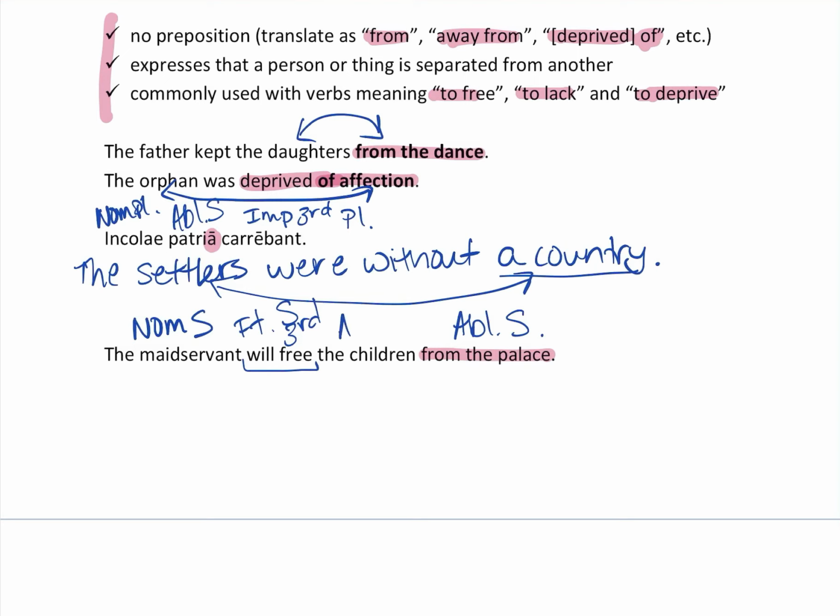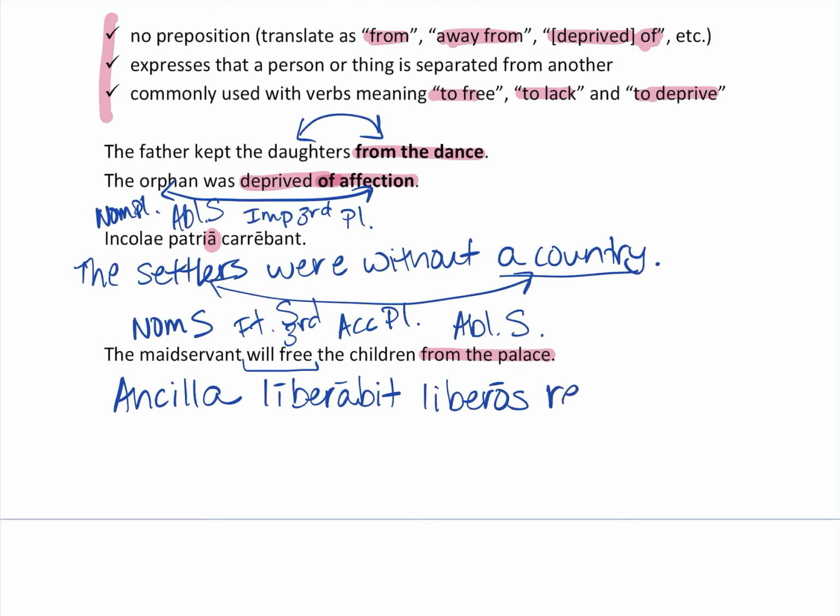Who is the victim of being freed? Who is getting freed? The children. So remember, victim of the verb. Children has to be plural, of course. And so let's translate. So maidservant. Again, I'm going to do it in English word order rather than Latin word order. Ancilla. What will she do? Will free. Liberabit. She will free. Who is she freeing? The children. Liberos. And then from the palace, no preposition here. We're just going to have one word with the ablative ending. Regia. Remember with the macron on it to show that it's ablative. The maidservant will free the children from the palace. That's it, just three of them.